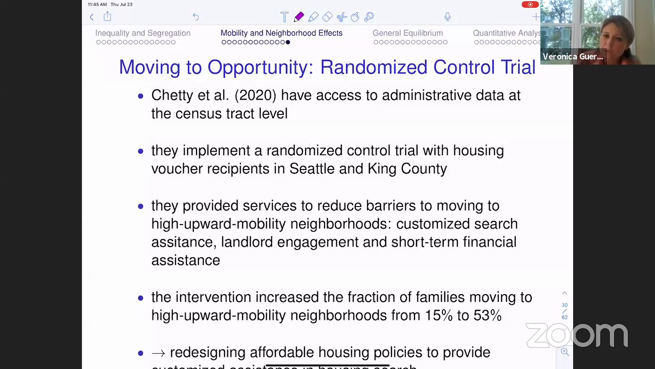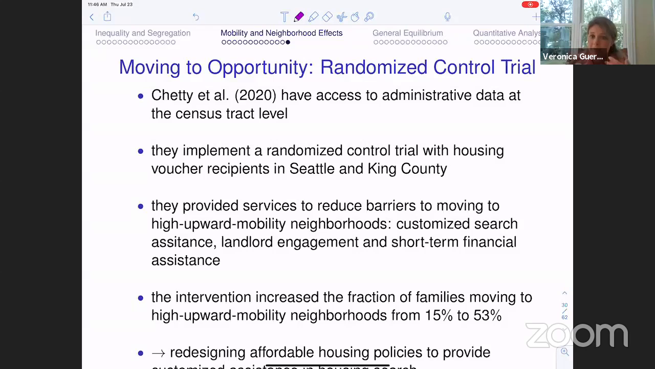The other thing that they do in this paper is try to understand what really helps these families move to higher opportunity neighborhoods. In their experiment, they complement these vouchers with customized help, for example, customized search assistance, landlord engagement, and short-term financial assistance. They show that this customized help in the moving has an important role together with the voucher.